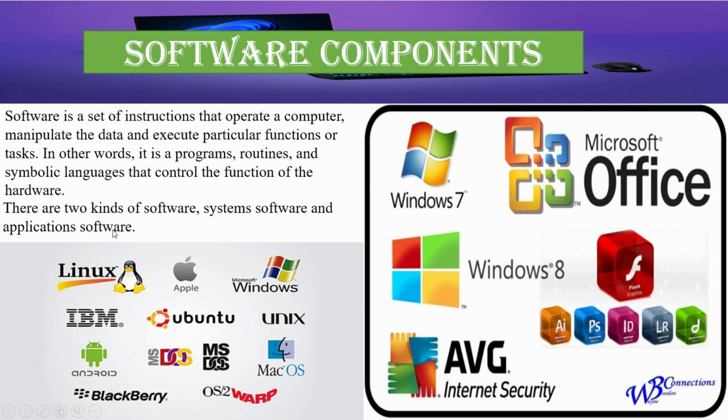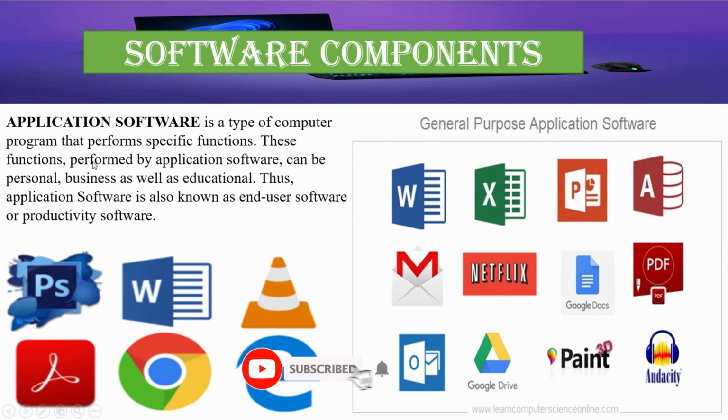There are two kinds of software. We have system software and application software. Let's start with the application software. Application software is a type of computer program that performs specific functions. These functions performed by application software can be personal, business, as well as educational. Thus, application software is also known as end user software or productivity software.